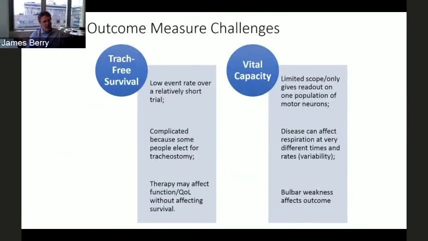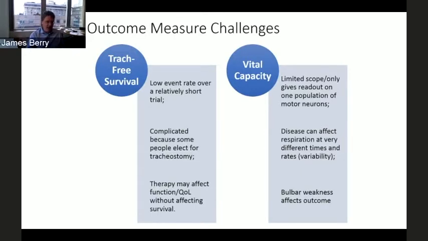Tracheostomy-free survival is definitive, but there's a low event rate over a relatively short trial, so we have to do long trials, a year to a year and a half. That's a long time in this disease. It's complicated by this tracheostomy issue, and a therapy might affect function or even quality of life without necessarily having a discernible effect on survival.